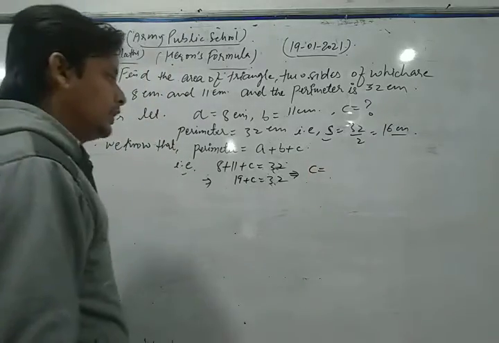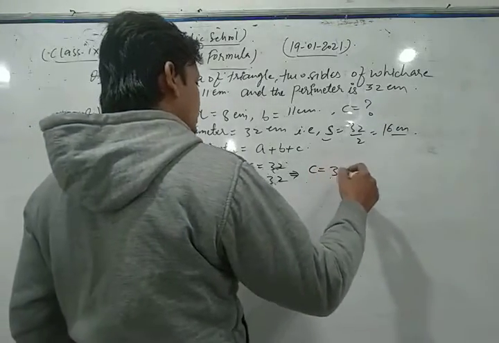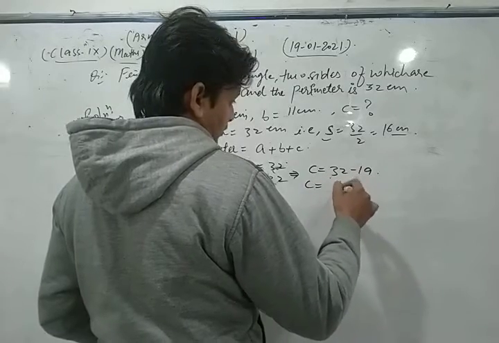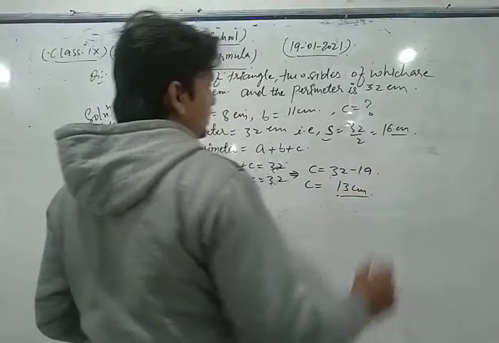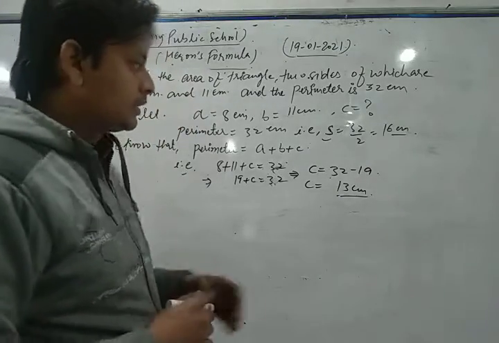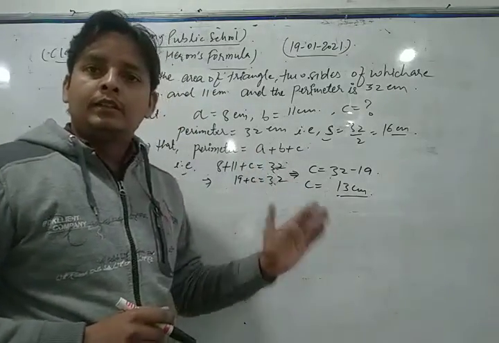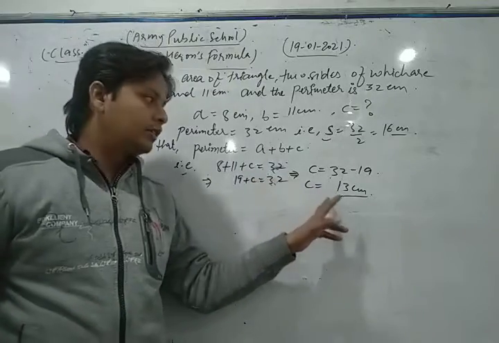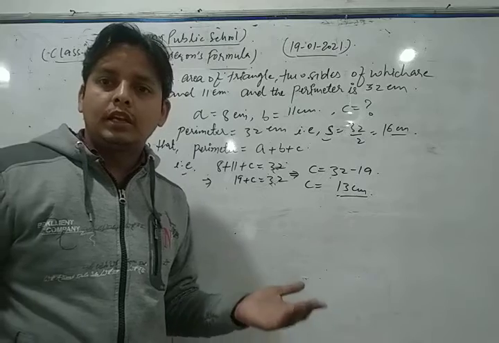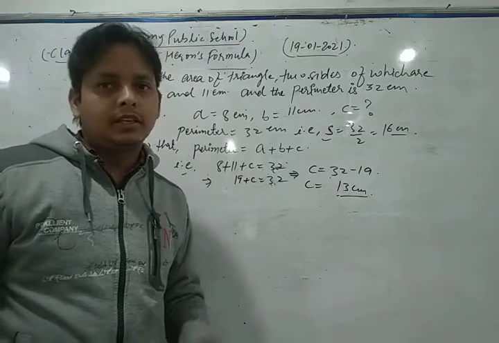Now the value of C, the third side of that triangle, is 32 minus 19. That is, C is equal to 13 centimeter. In this way, dear friend, the third side of the given triangle is 13 centimeter. Now we use Heron's formula and we find the area of triangle ABC.